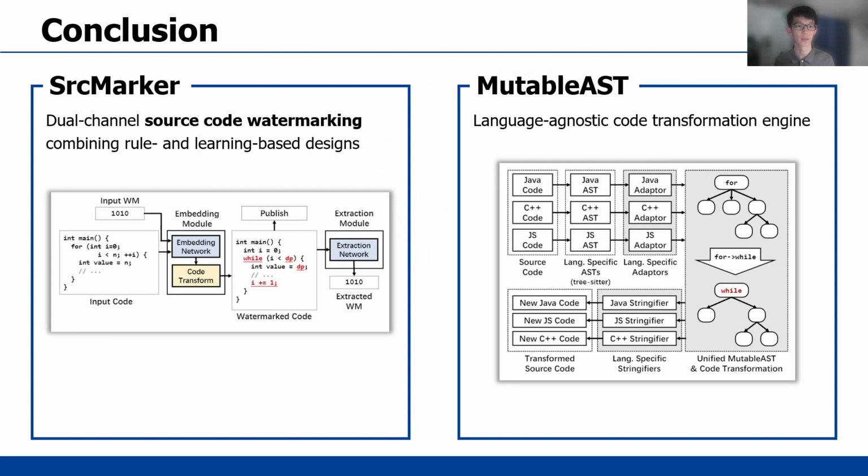And to sum up, in this work we propose SrcMarker, a dual-channel source code watermarking system combining both rule-based and learning-based designs. We also implement Mutable ASD, a language-agnostic code transformation pipeline which we hope would be beneficial for future works in this related field.